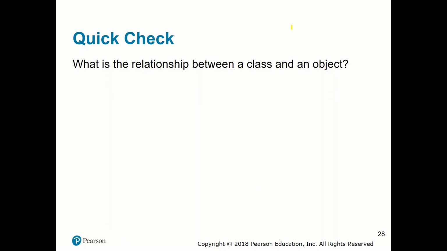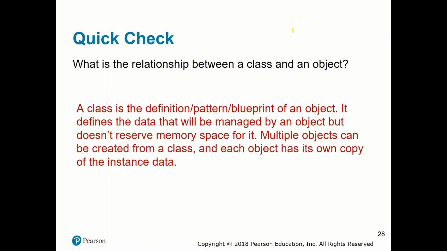Okay, here is a quick check. What is the relationship between a class and an object? A class is a kind of tool to create an object, right? So formally, you can say that a class is the definition, pattern, blueprint of an object. It defines the data that will be managed by an object, but doesn't reserve memory space for it. Multiple objects can be created from a class, and each object has its own copy of the instance data. I hope you understand this definition of class and object.